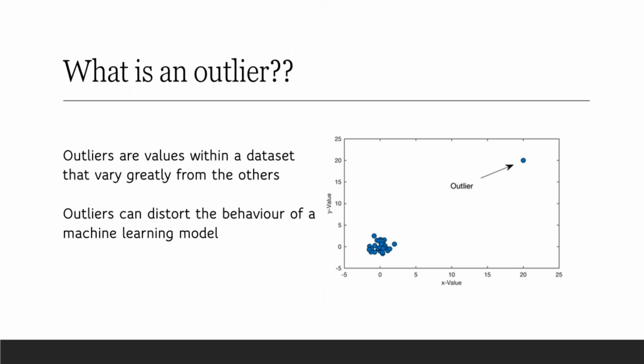So among the students whose average age is 20 years, you find the age of a particular student which is 75 years. That is quite strange and that is different from the normal data set, right? So that is what an outlier is. To talk of it theoretically, those are the values within a data set that vary greatly from others. And outliers can distort the behavior of a machine learning model.